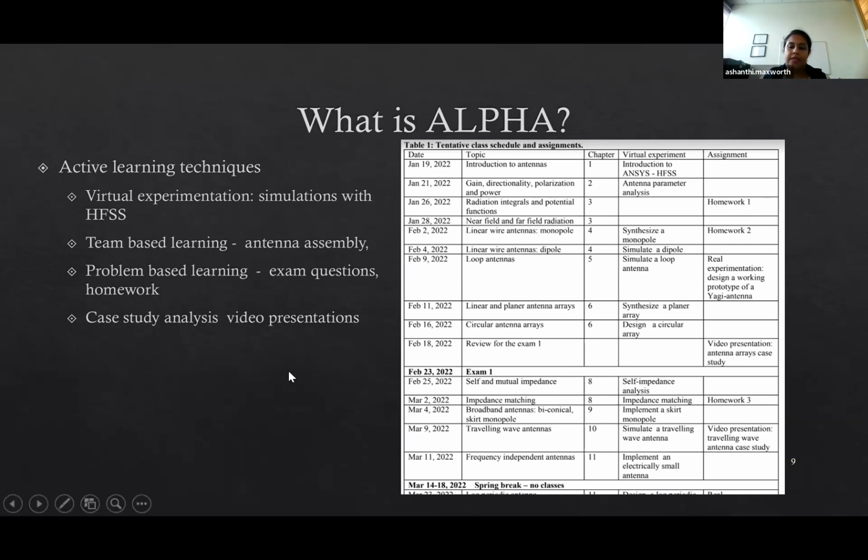So here you can see a typical syllabus. We give the topic, and I give them the virtual experiment we do in class that day. We cover the introduction to antennas and gain, the basic parameters, and then different types of antennas. As we go into each topic, there is a virtual experimentation associated with it.